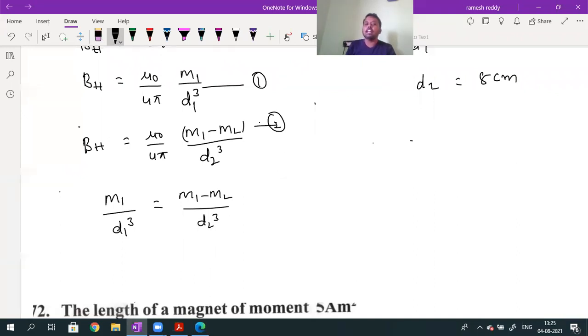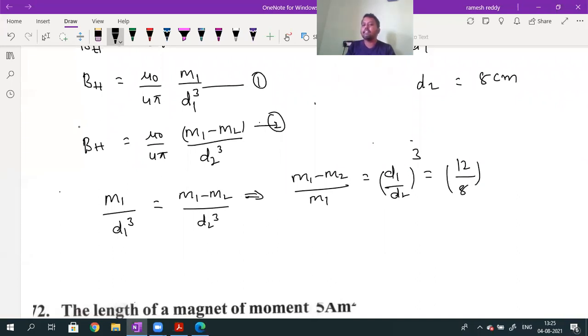Now I want to calculate the ratio of M1 and M2. From this, M1 minus M2 divided by M1 will be equal to D1 by D2 whole cube. What is the D1 value? D1 value 12 by D2 value 8, whole cube. 4 2s are 8, 4 3s are 12, so 3 by 2 whole cube, 3 cube means 27, 2 cube means 8. So I will get the answer M1 minus M2.